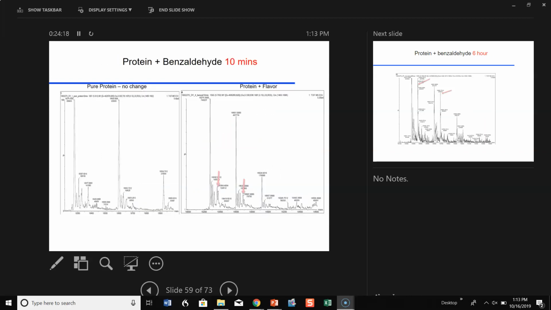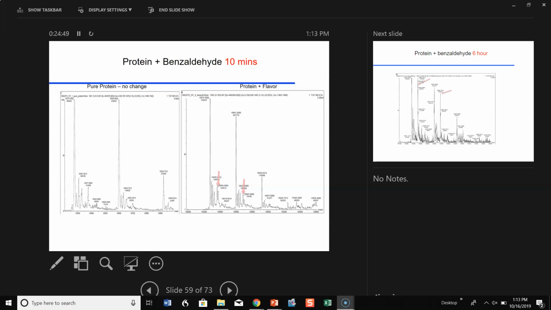Then what he did is he put that in the presence of flavor, benzaldehyde, cherry flavor or almond flavor, depending on how you look at it. So here's what we just saw. Here's the pure protein, no reaction. Here's the protein after we put a little bit of benzaldehyde in it. All of a sudden, a new peak shows up here, and here, and down here as well. A new mass. That mass is exactly the mass of benzaldehyde. Benzaldehyde is added onto that protein.